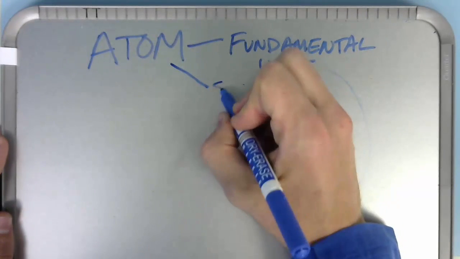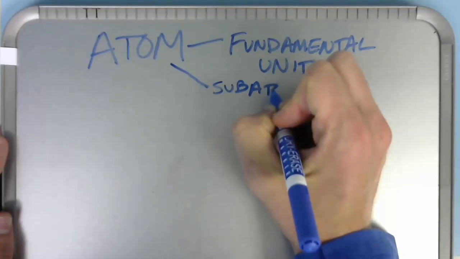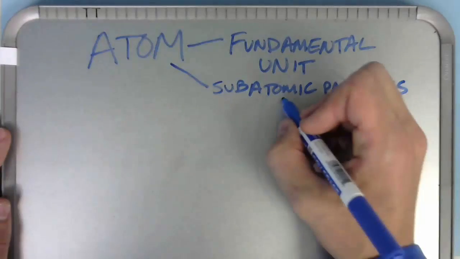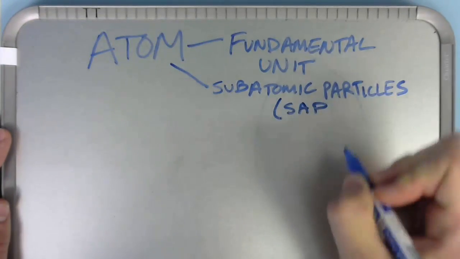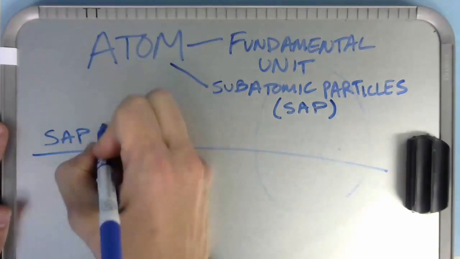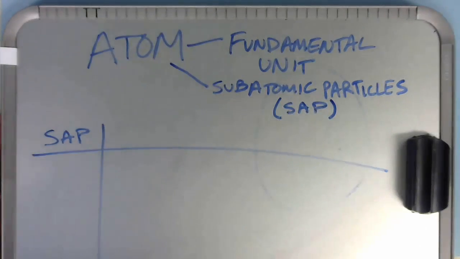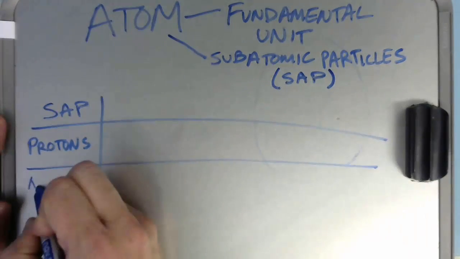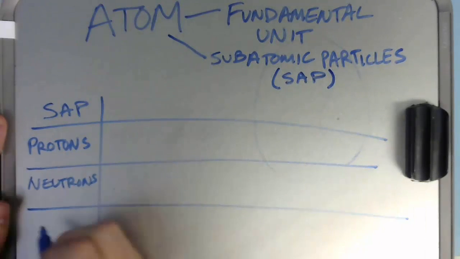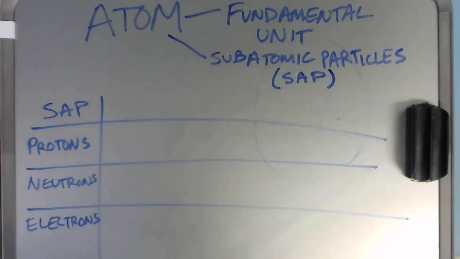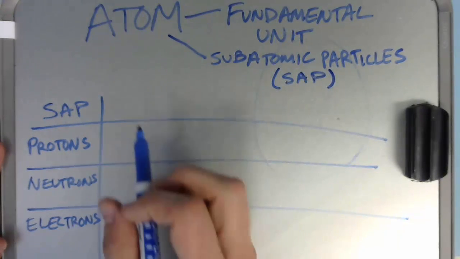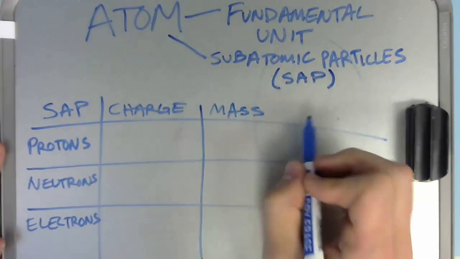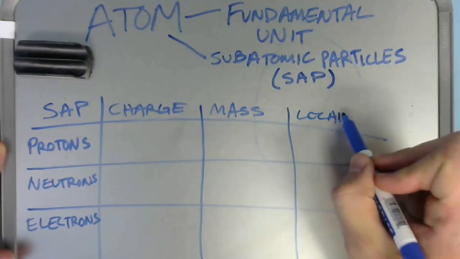Atoms are made of subatomic particles, which we're going to abbreviate SAP. Now there are 3 types of subatomic particles: protons, neutrons, and electrons. Each subatomic particle is slightly different in its charge, mass, and location.